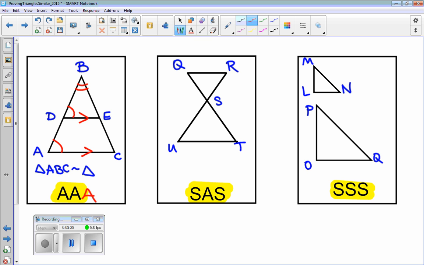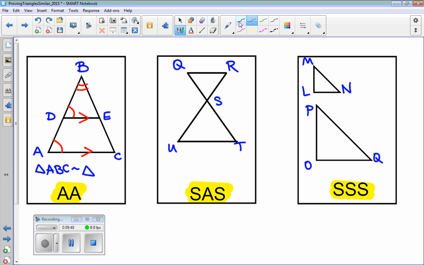Right. If I have 3 angles in a triangle, and I already know 2 are congruent, doesn't the 3rd one have to be, just kind of by default? Because all of them add up to 180 every time. So it's enough information just to say angle, angle. You don't need to do the 3rd one, okay?